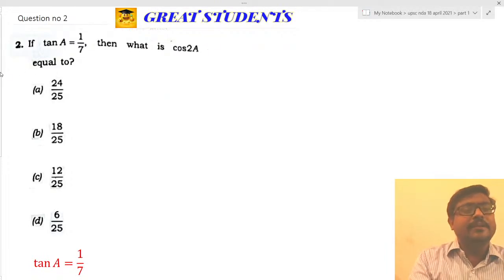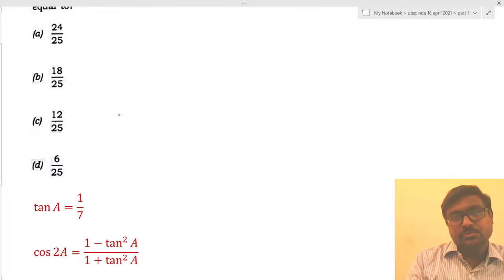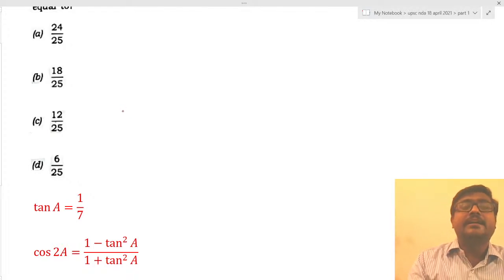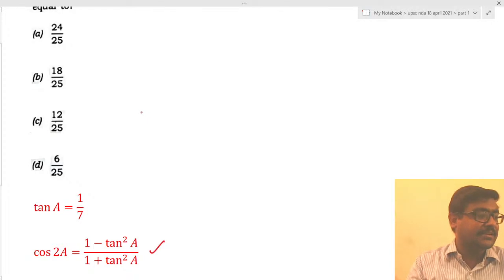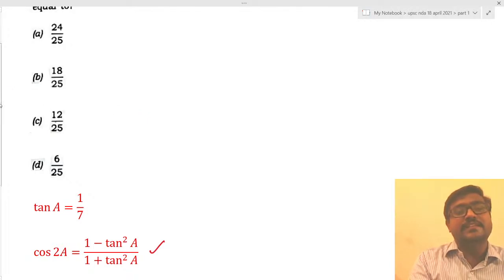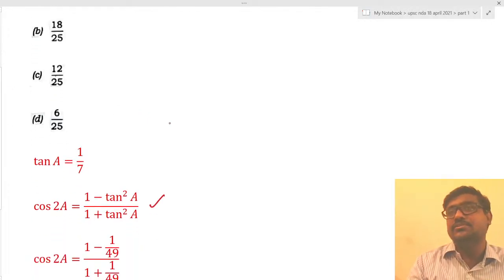Whoever is preparing for a competitive exam must know the cos 2a formula in all its forms. We know cos 2a is cos square a minus sin square a. You can even write it as cos power 4a minus sin power 4a, and cos 2a is equal to 2 cos square a minus 1, otherwise 1 minus 2 sin square a, and another form is cos 2a equals 1 minus tan square a by 1 plus tan square a. So in cos 2a itself we have almost 5 formulas. You must know all the formulas. They ask one question like this in every exam.